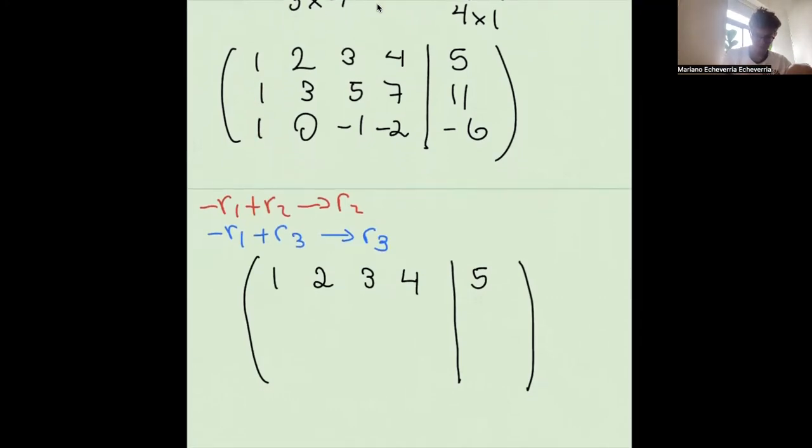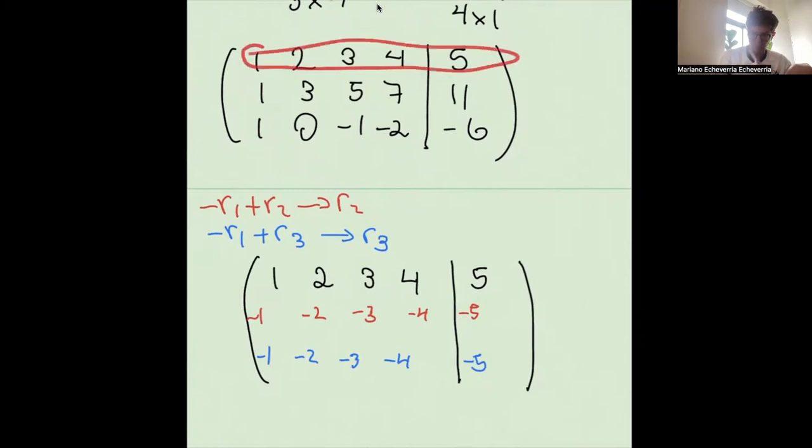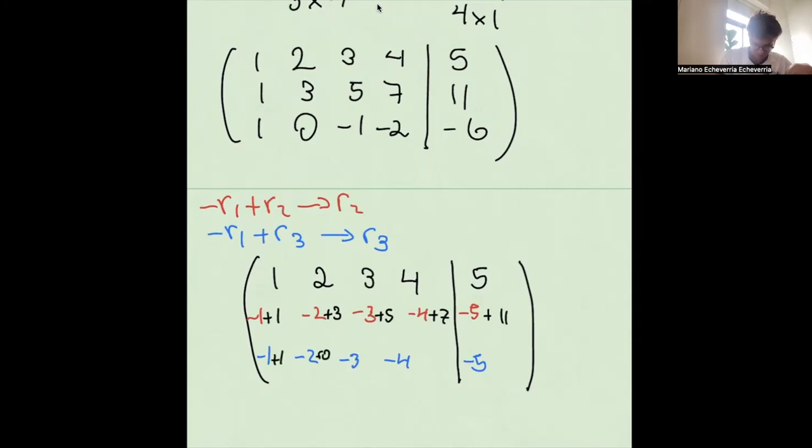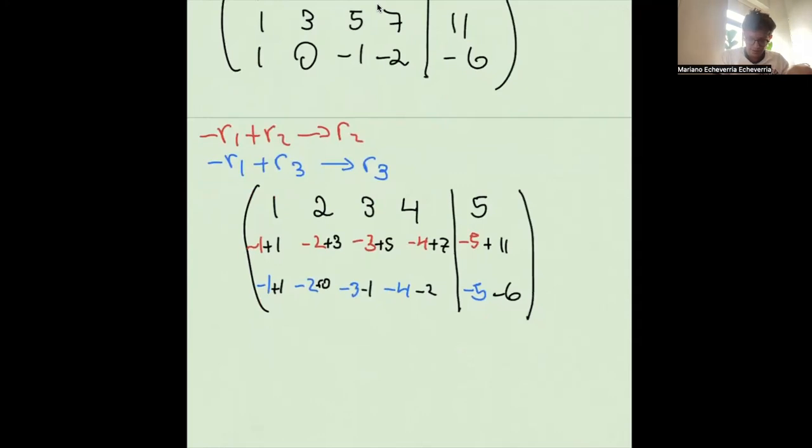I can put it for you: -1, -2, -3, -4, -5, and then -1, -2, -3, -4, -5. That's every coefficient of the first row multiplied by -1, and I'm going to add that to the corresponding row. So +1, +3, +5, +7, +11, and then +1, +0, -1, -2, -6. Of course, in practice, you don't have to write everything so explicitly. Once you get used to it you may skip this step, but it's nice to see it written down, especially at the beginning, all together.